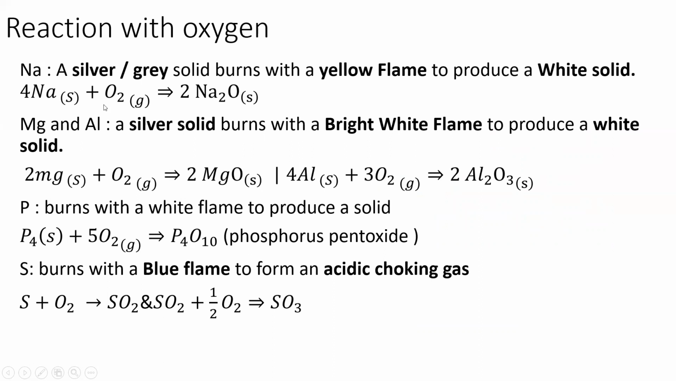As sodium, magnesium, and aluminum are not transition metals, they will not be colored. So they will not produce any colored compounds. This will be a white solid, and it will be a white solid for magnesium and aluminum oxide. These are the equations that you need to know.